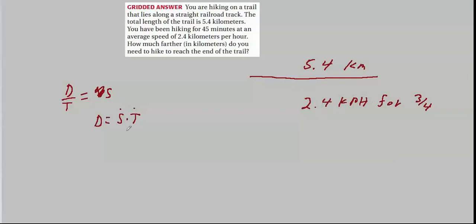So we've got our speed is 2.4 kilometers per hour times 3/4. That is 3 times 2.4 divided by 4. That would be 0.6, wouldn't it? And 3 times 0.6 equals 1.8. That's how far he's gone so far.